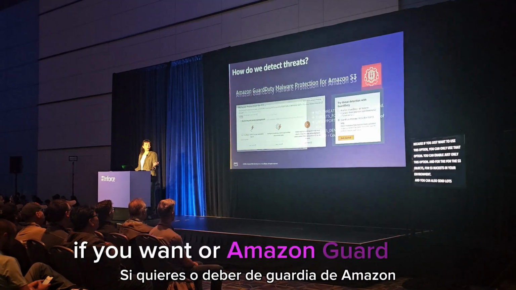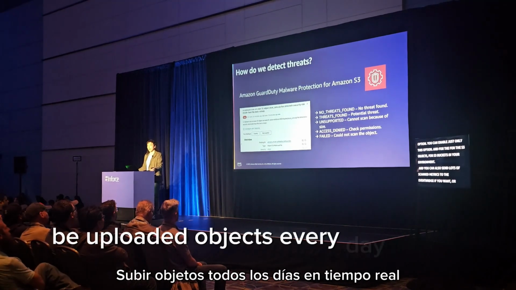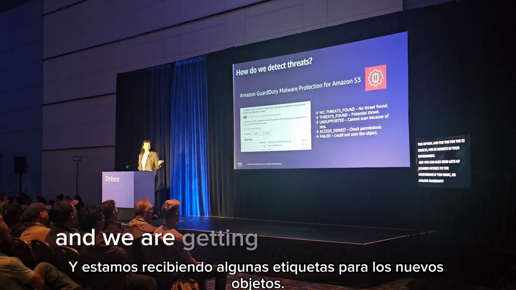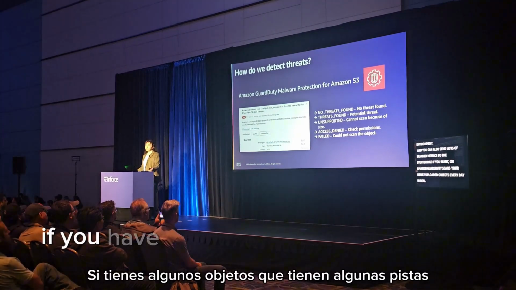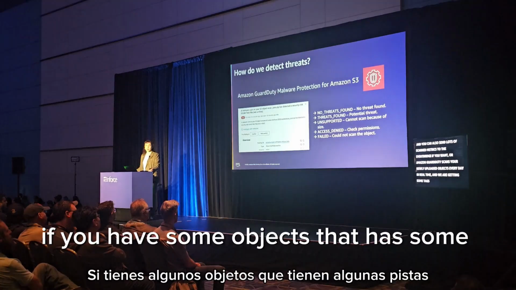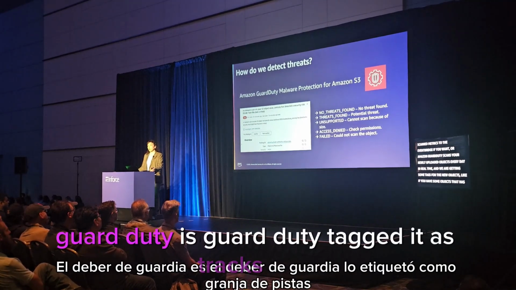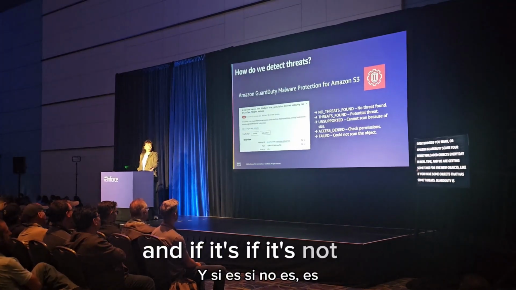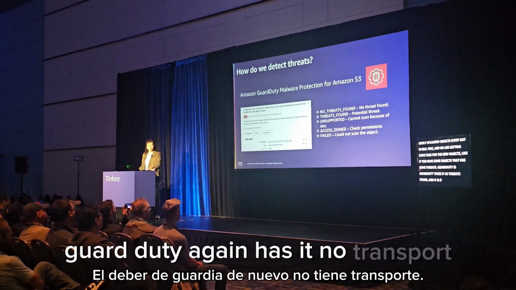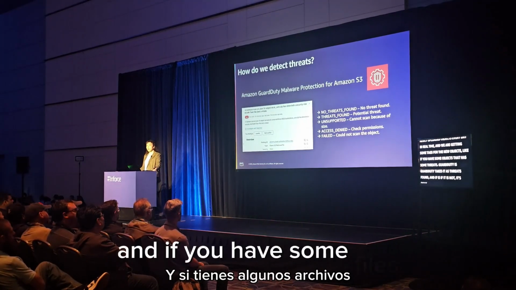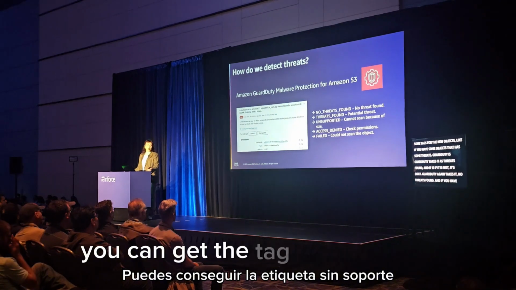Amazon GuardDuty scans your newly uploaded objects in real time, and we get tags for the new objects. If an object has some threats, GuardDuty tags it as threats found. If it is not, it's okay, and GuardDuty tags it as no threats found. If you have files that GuardDuty does not support, you get the tag unsupported.